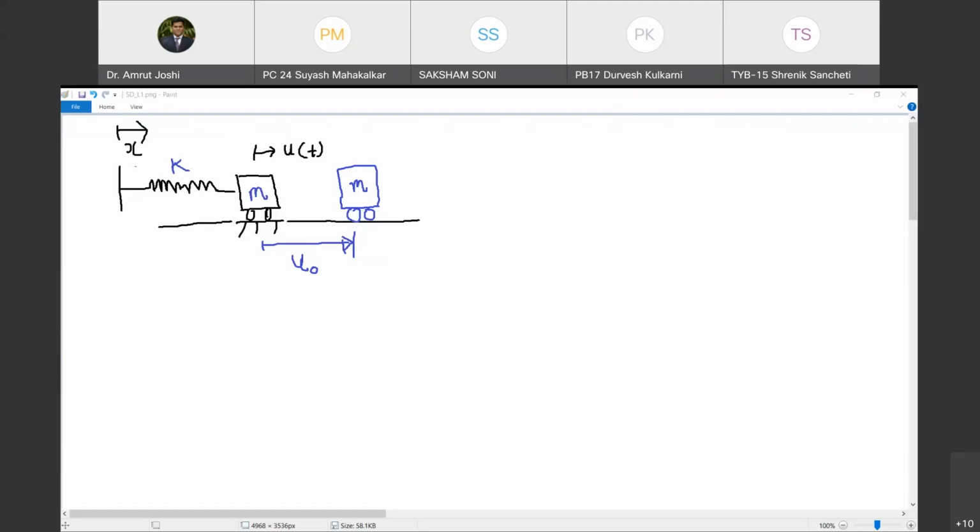So now let us begin by solving this problem, and let me first state the problem statement. Let us say that this is a rigid support. To this rigid support, you have a spring of stiffness K. So Satyam, can you tell me what is the unit of stiffness?